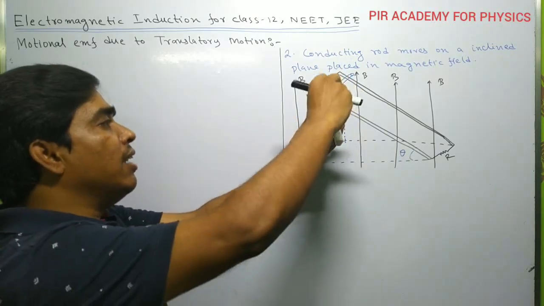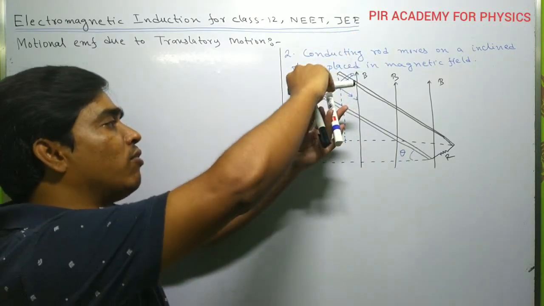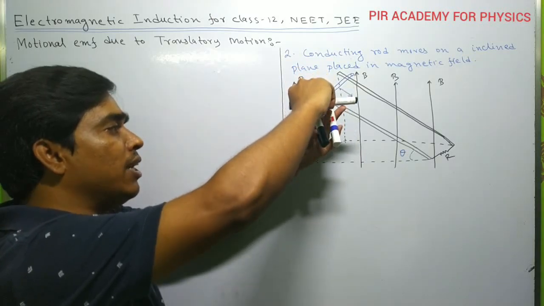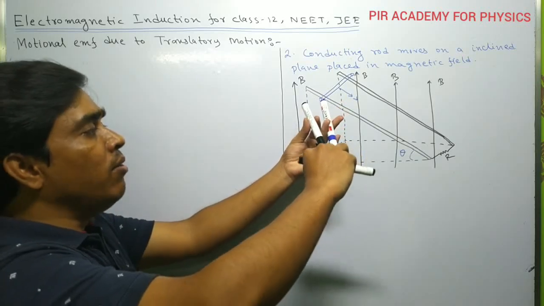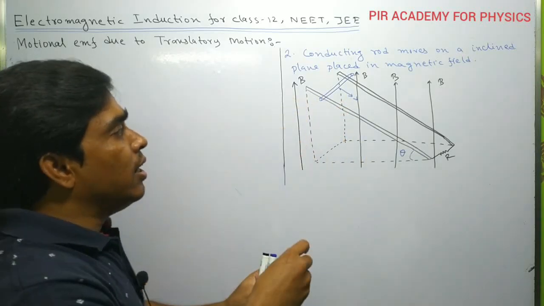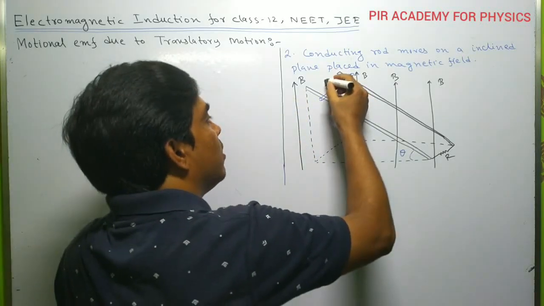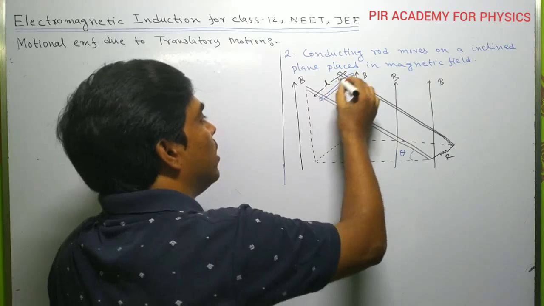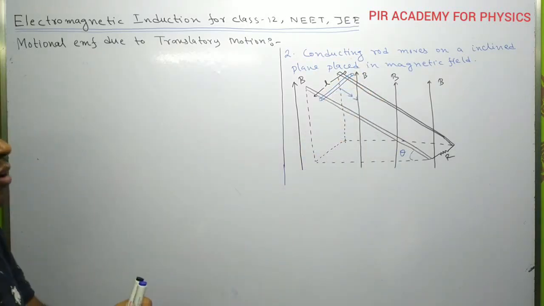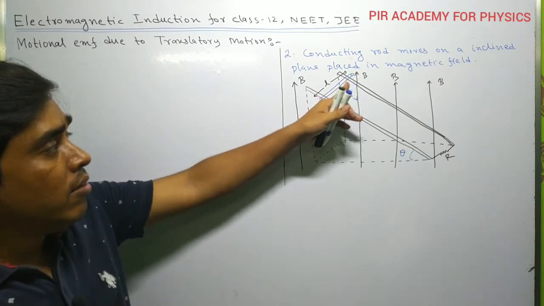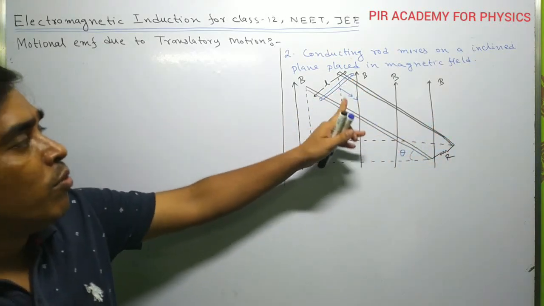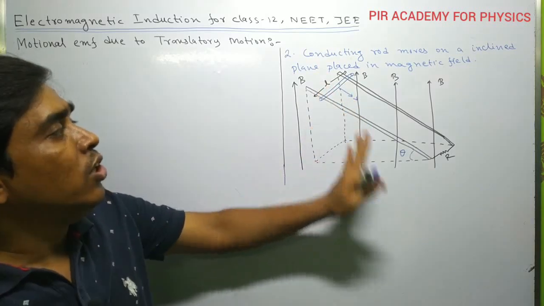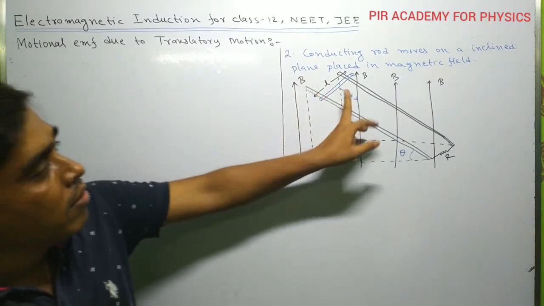And here is the conductor. This conductor is moving in this way with velocity v. The length of this conductor, suppose, is L. You have to find the induced EMF in this circuit, where the resistance is R. Then you have to find the induced current generated in this system.